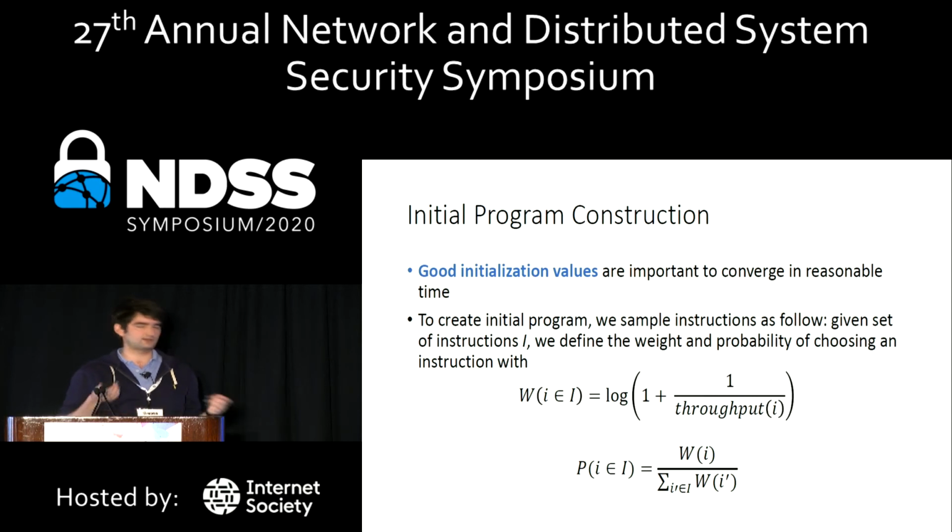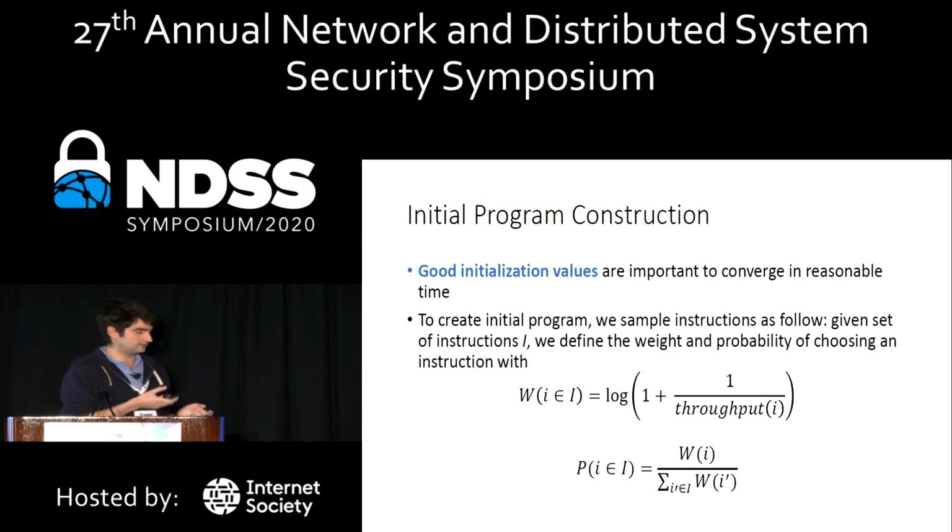And then we designed our program initialization such that when we sample the instruction to create a program, we assign a much higher probability to instructions which have a slow throughput than to ones which have a higher throughput. But we didn't want to exclude the ones with higher throughput completely, to be sure that we don't miss some combination which could work out fairly well. So we use this kind of probabilistic approach to find some OK initialization values.